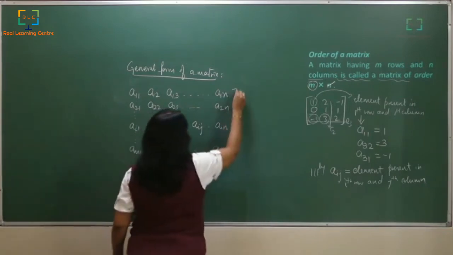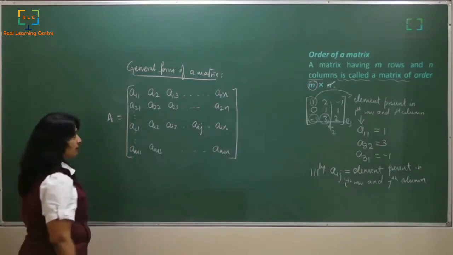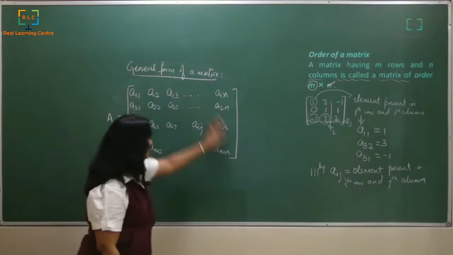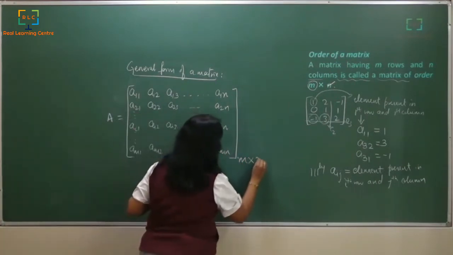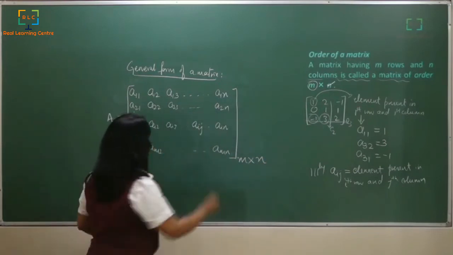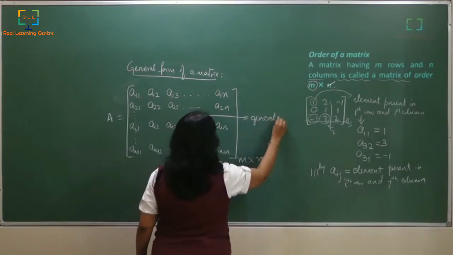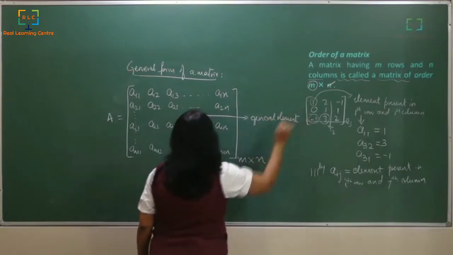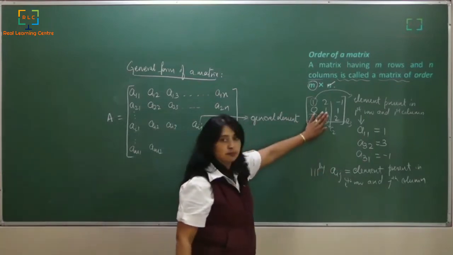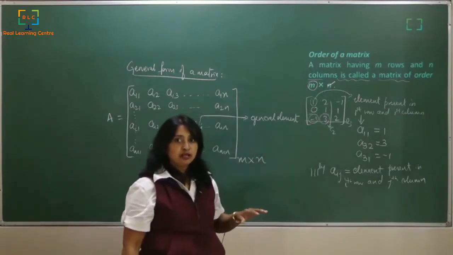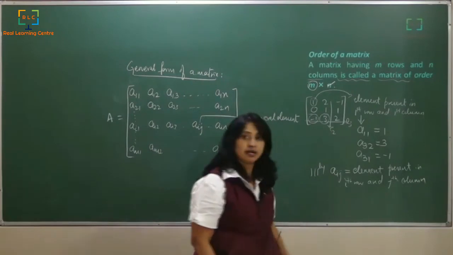Now this is enclosed in square brackets. We call this the matrix A, having m rows and n columns. So its order will be m cross n. And what is Aij? As we saw, this is called the general element present in the ith row and jth column. So I explained what Aij is. So when I ask you the place of a number, you should be able to tell its row and the column it is present in. That is denoted as Aij.